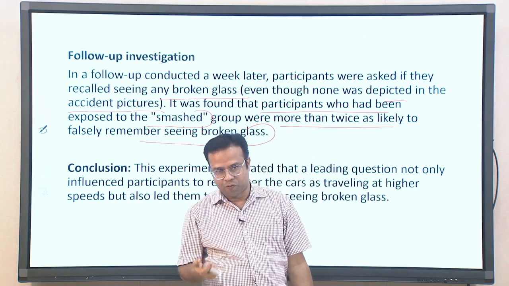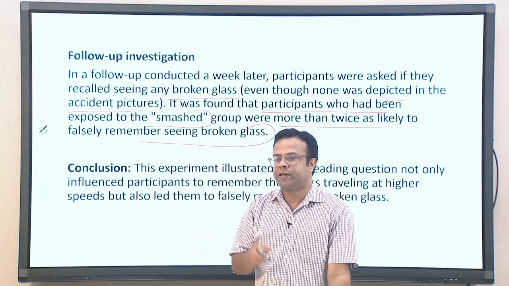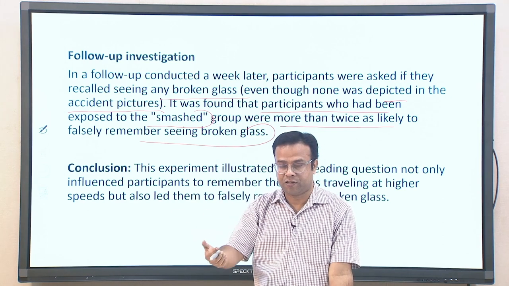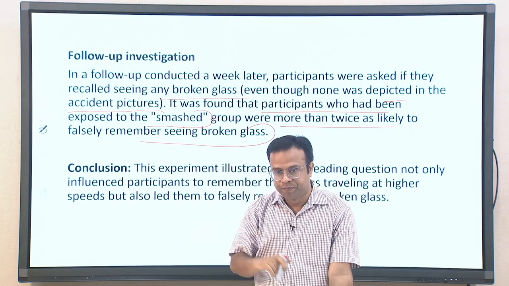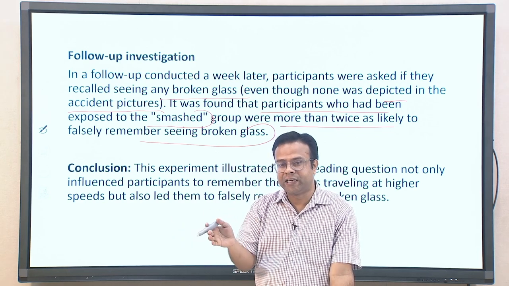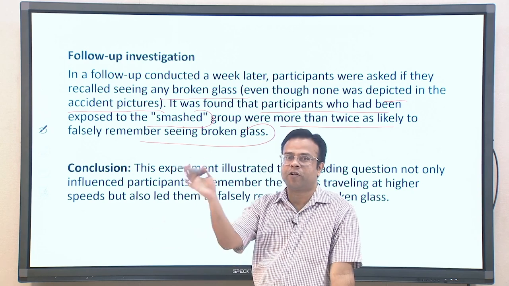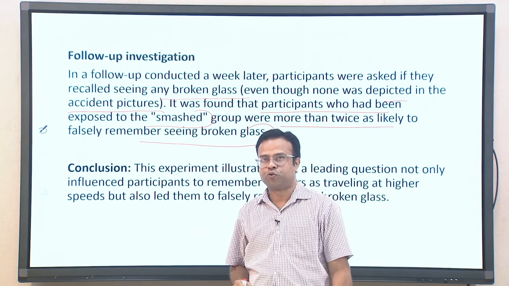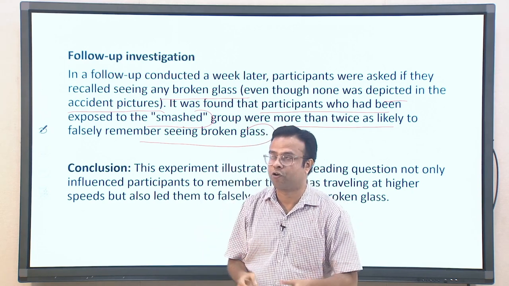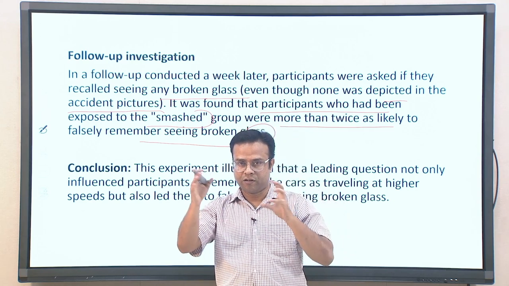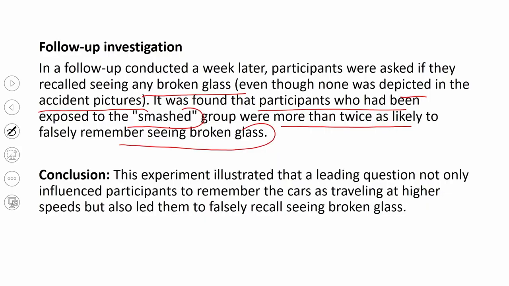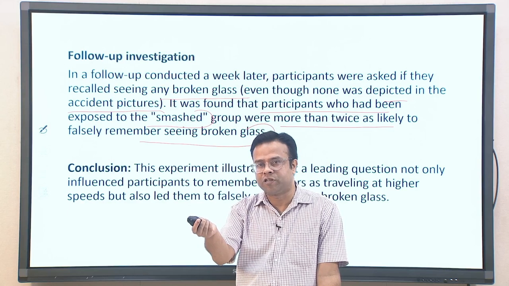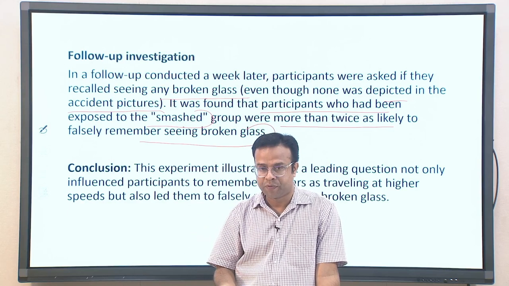So, what could be concluded? This experiment illustrates that the leading question, how the question is asked, not only influences what participants remember, such as the car traveling at a higher speed, but also led them to falsely recall things which were not there. So, this could have a lot of implications for courts, the system of law and criminal justice and so on, where eyewitness testimony can be erroneous and can be changed using leading questions.